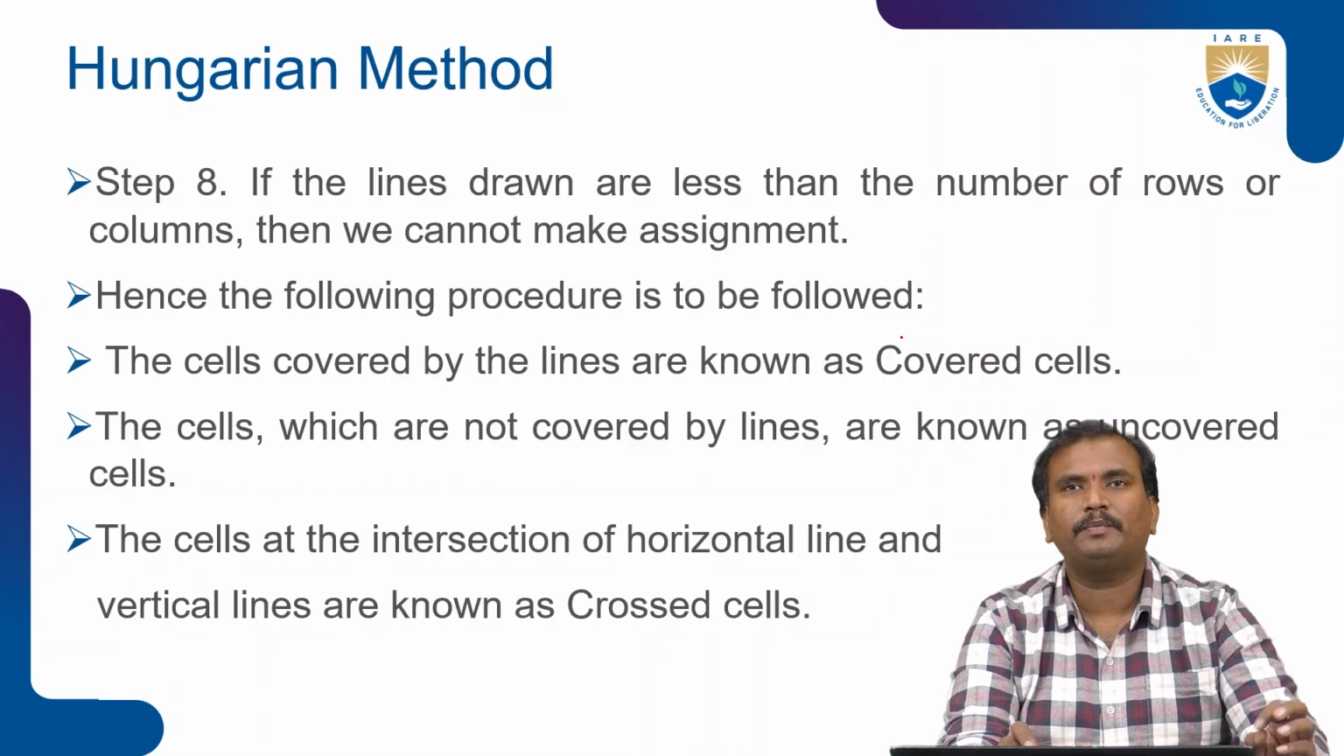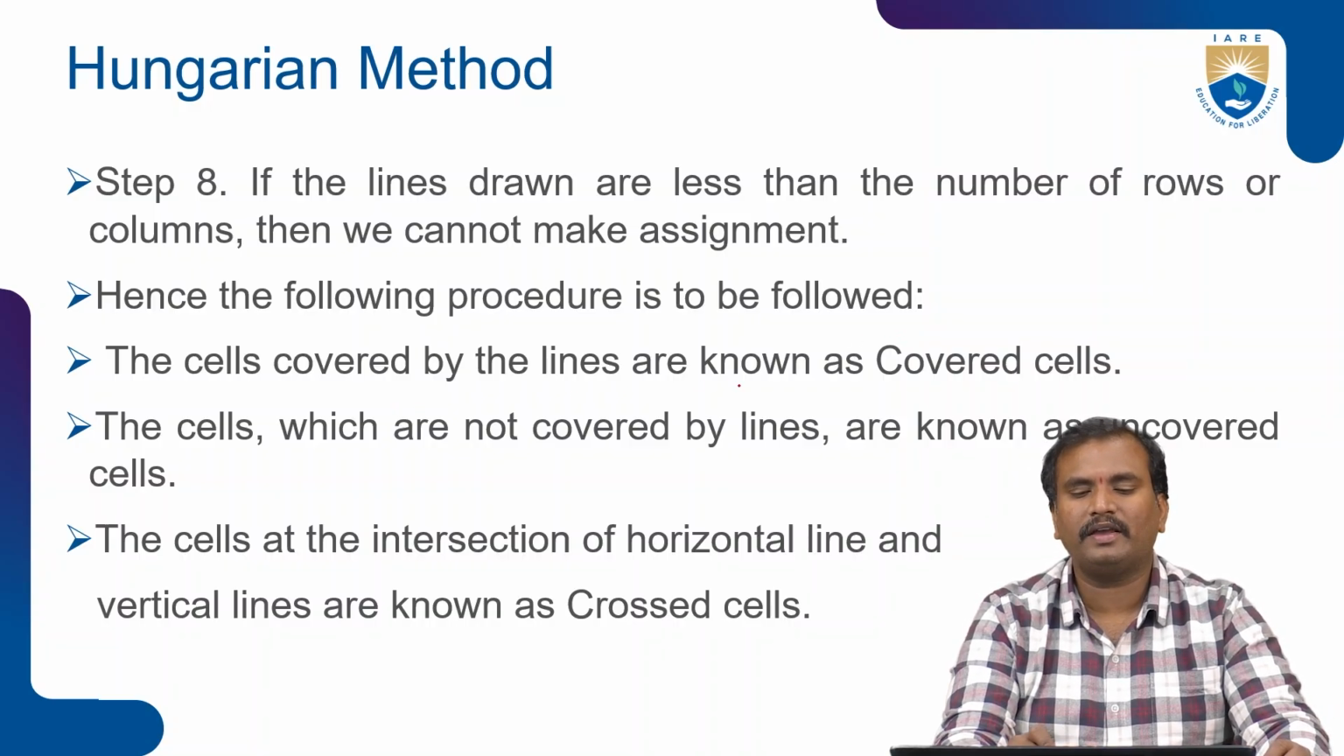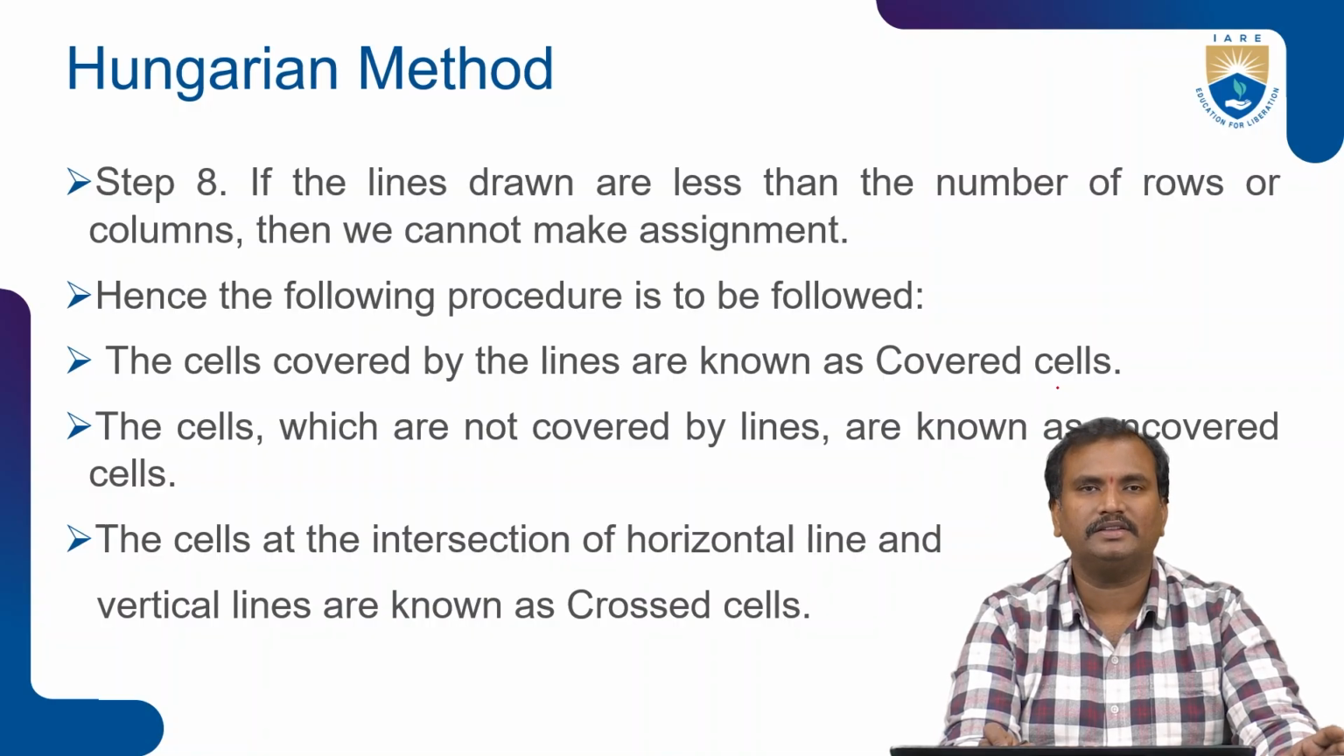The cells covered by the lines are known as covered cells. The cells which are not covered by the lines are known as uncovered cells. The cells at the intersection of horizontal and vertical lines are known as crossed cells.